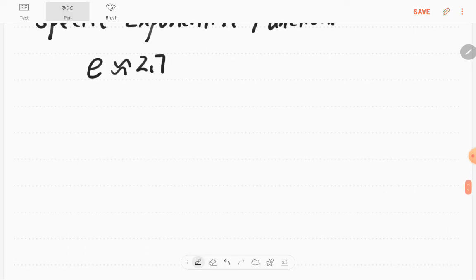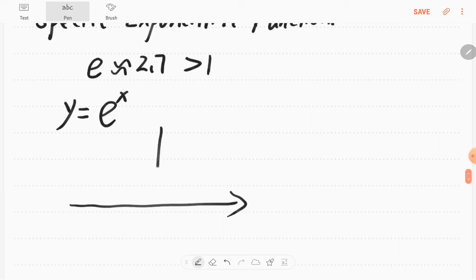So there is a very special exponential function which is y equals e to the x. You can see this function on most calculators. And this is the e to the x function. Since e is about 2.7, it's greater than 1, so this function also has a graph that looks like this one.